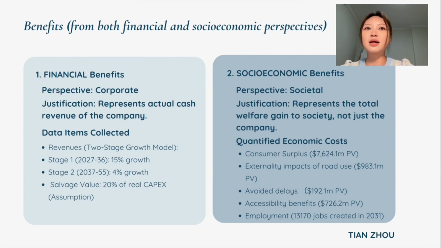And for the economic benefits, to be very clear on our classification, the items listed there are all classified as economic for a specific reason. Because none of these represent actual cash revenue for the company. Instead, they are societal welfare gains, such as time saved by passengers, benefits to the wider public, or gains for other businesses. And this concludes the data collection and classification.